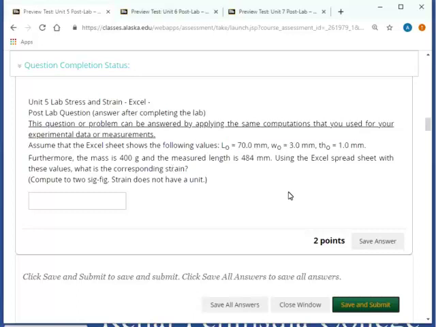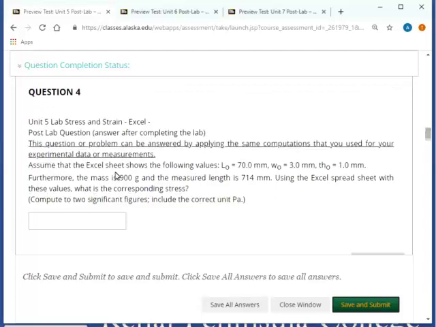And it really doesn't matter if your lab partner happens to have the completed Excel sheet. You just put these data in here as example data, and it's a way to figure out that you understood what was going on with the Excel analysis. The next one is basically the same thing, different numbers here, and it's asking for stress. All right.